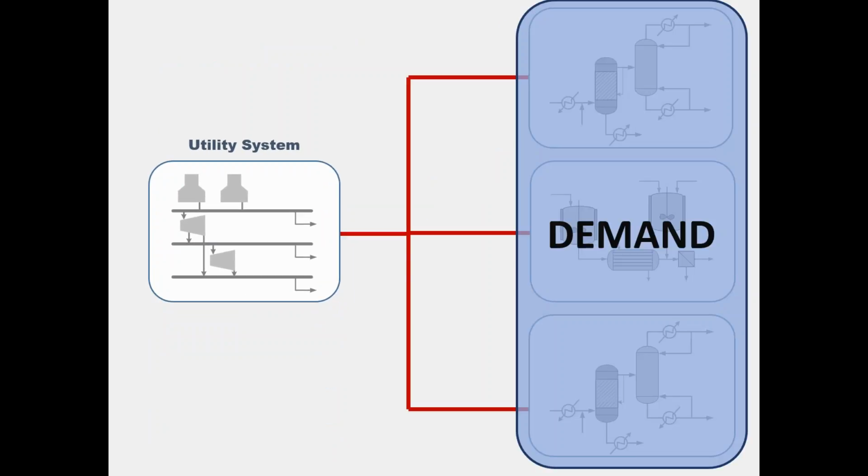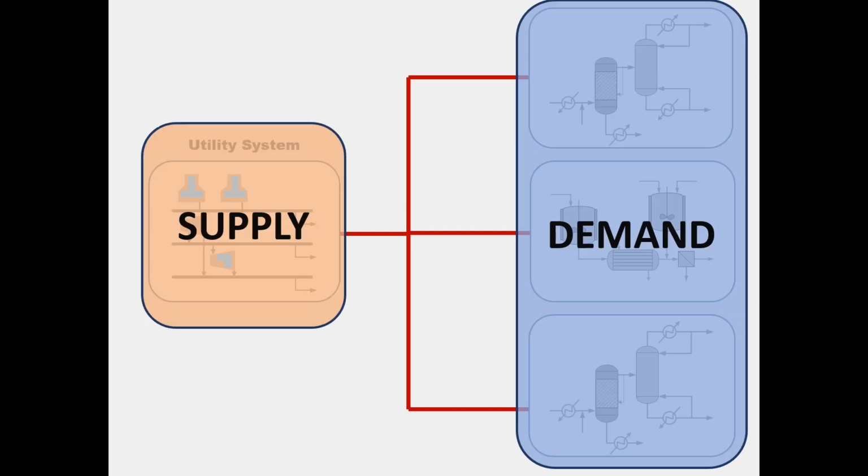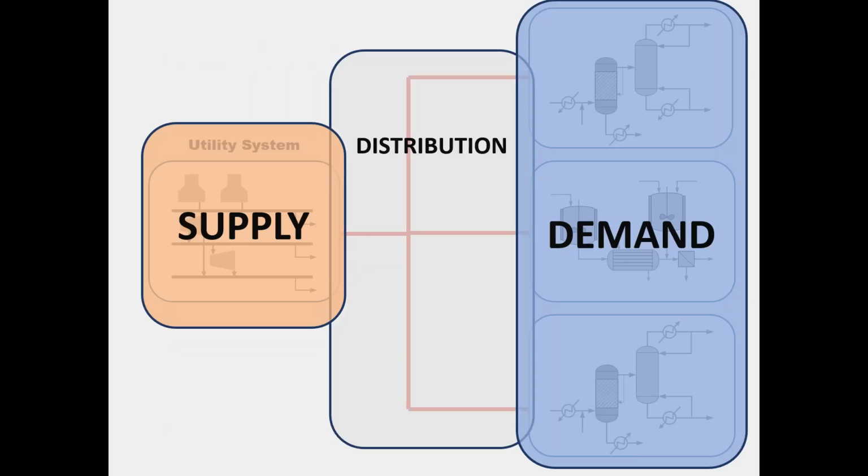Okay, and so if we look at this a different way, we have our demand. So our heat demand is driven by the process that we have. We have a supply that then provides that utility to those processes, and then we have a distribution system in order to distribute the utilities to the processes and satisfy the demand.